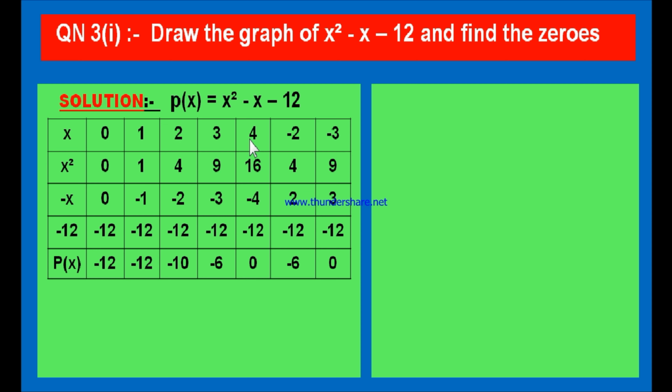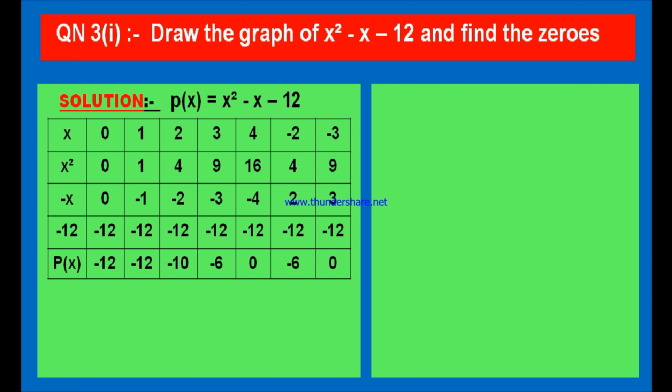If x is equal to 4, then x square, 4 square is 16. Minus x means minus 4 and this is minus 12. Minus 4 minus 12 is minus 16, plus 16 is 0. Therefore, the point on the curve is (4, 0). Since you get 0, in this case the x value is 4. But as it is a quadratic polynomial, we know that there should be at most 2 zeros. But we get 1 zero.